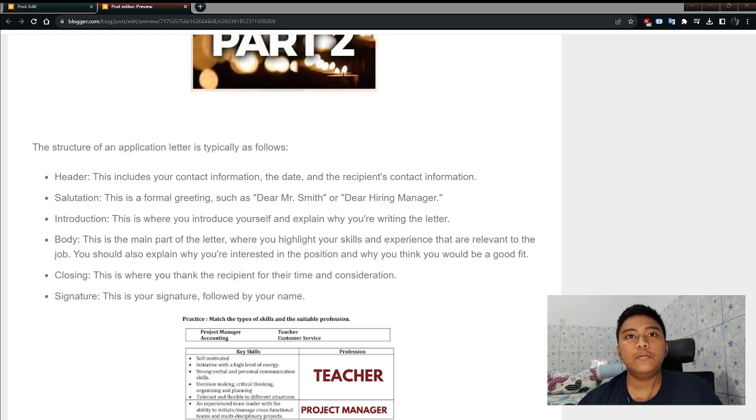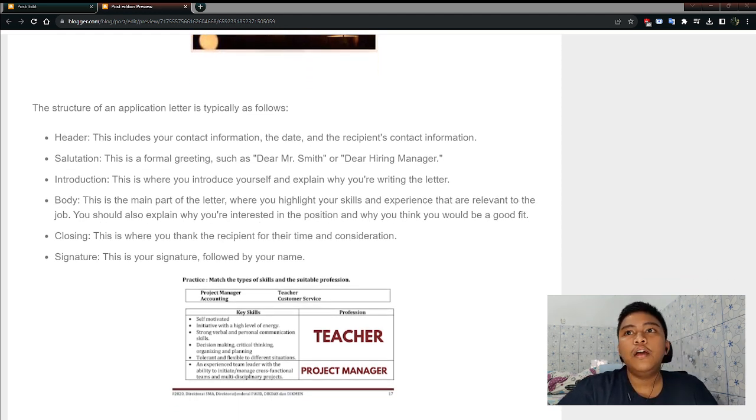The fourth one, one of the most important, is the body of the letter. This is the main part of the letter. You can highlight your skills and experience that are relevant to the job. You should also explain why you are interested in the position and why you think you would be a good fit. Finally, the closing. The closing is where you thank the recipient for the time and consideration. The last one is the signature. This is where you sign, followed by your name.